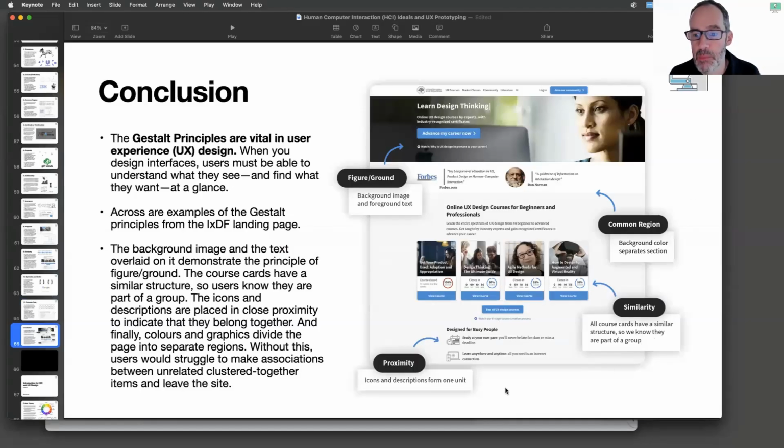So let's use the example of this web page. So they've highlighted 4 separate things that have been considered when the web page is being built. So, you could do something similar. One of the things we're going to look at today is the use of color in designs.